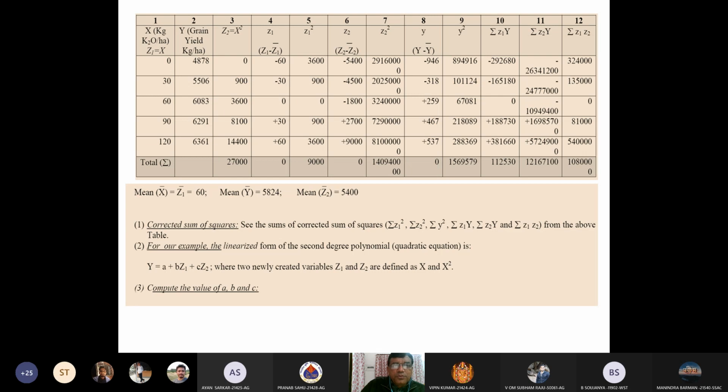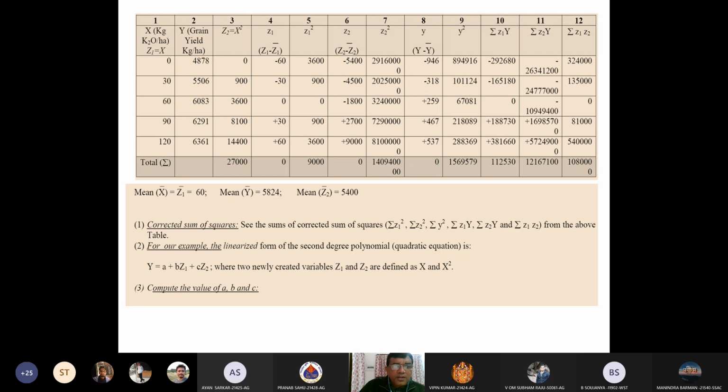To fit this equation, you need certain variables to be calculated. Like in the case of the linear equation, we calculated some quantities: total sum of squares, y square, corrected sum of squares for x and corrected sum of squares for y. Similarly, several parameters are to be calculated to find the values of A, B, and C. In the quadratic equation, there are three constants, A, B, and C, and we are required to find their values. To find these values, we need certain corrected sums of squares.